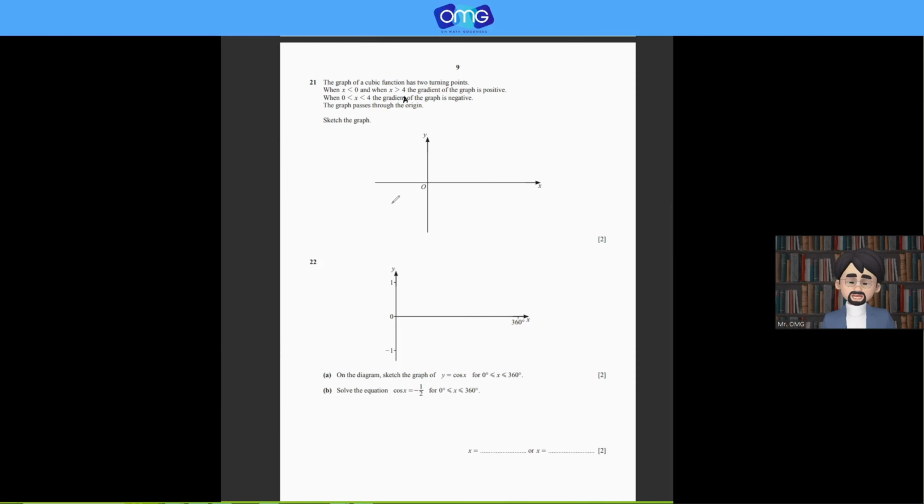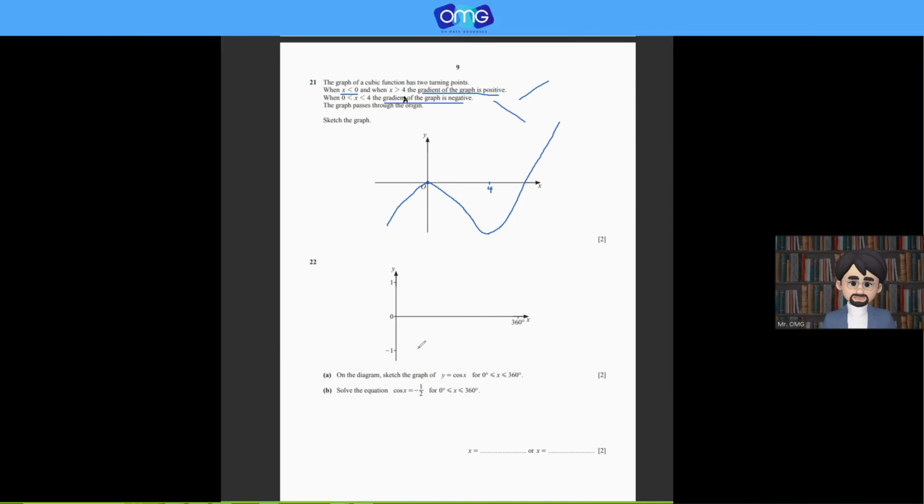Number 21, the graph of a cubic function has two turning points where the graph gradient is positive. Positive means going up, and the rest is negative, the graph is going down. We can see x equals 0 and x equals 4 are the turning points, and the graph passes through the origin, so the graph passes through this. Okay, so the graph before x equals 0 is going up, so it's going up here, and until 4 is going down, but we don't know until when. Okay, let's say here, and then going up again. And sketch the graph, it's probably like this, and that will be the answer.